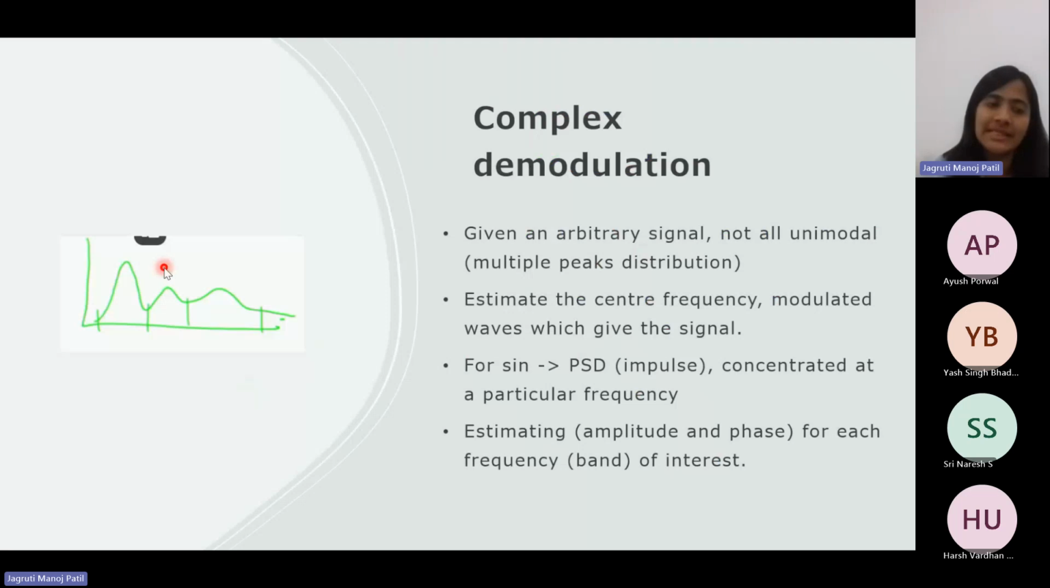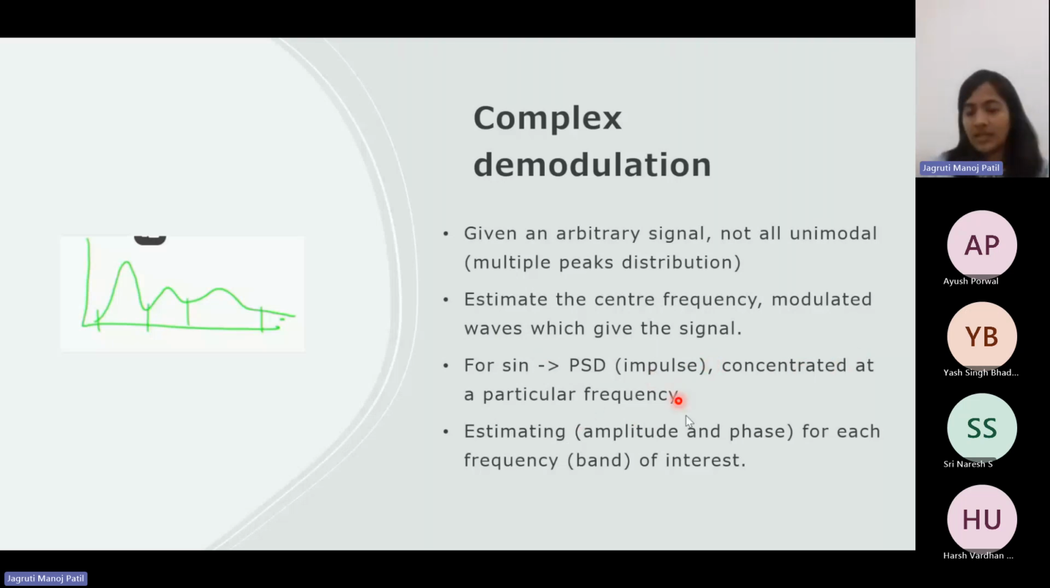But then what you do is estimate the center frequency, the harmonics of it, how it's modulated, and then what all waves or multiples of these particular waves will give rise to which particular signal. So if it's a sinusoidal signal, you get an impulse in its Fourier transform, essentially. So what this PSD is, like point spread density of that particular function, or it can also be represented as point spread function, or the power spectral density. So the energy is always concentrated at a particular frequency.